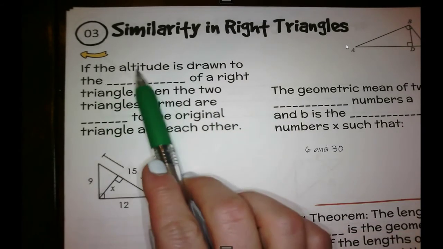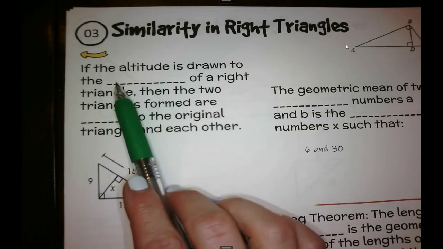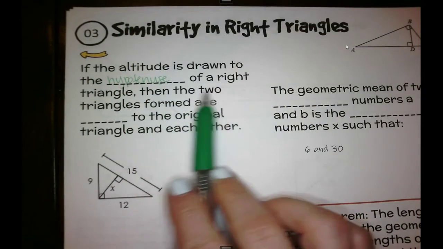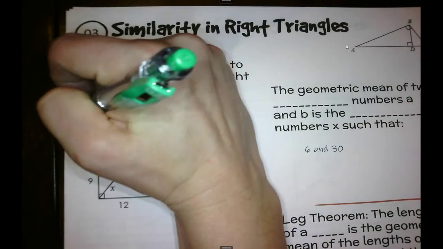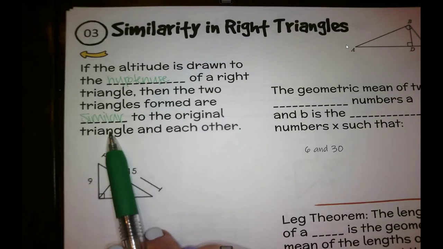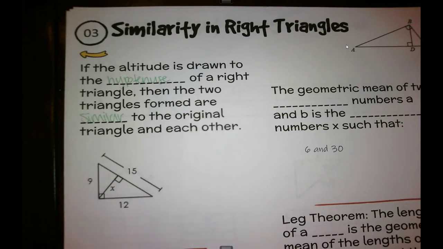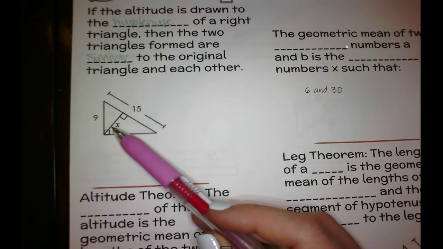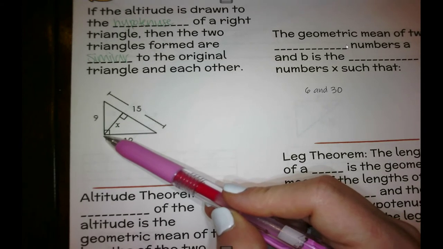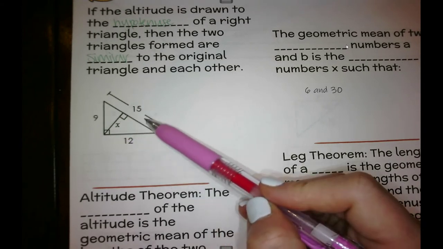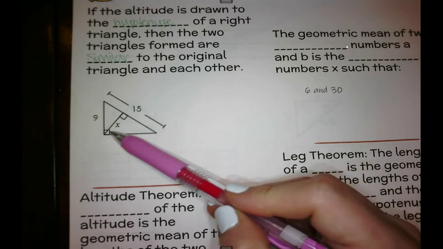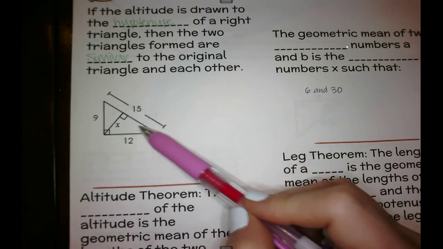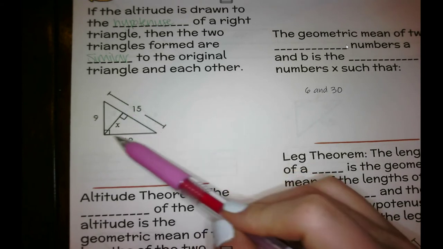And this says that if the altitude is drawn to the hypotenuse of a right triangle, then the two triangles formed are similar to the original triangle and each other. Okay, what does that mean? Altitude, remember, is a line that is drawn in our triangle that hits at one of the angles and it makes a 90 degree with one of the sides. So this is saying that if that altitude hits that hypotenuse, then this triangle formed is similar to this triangle formed, and those are both similar to the big triangle.